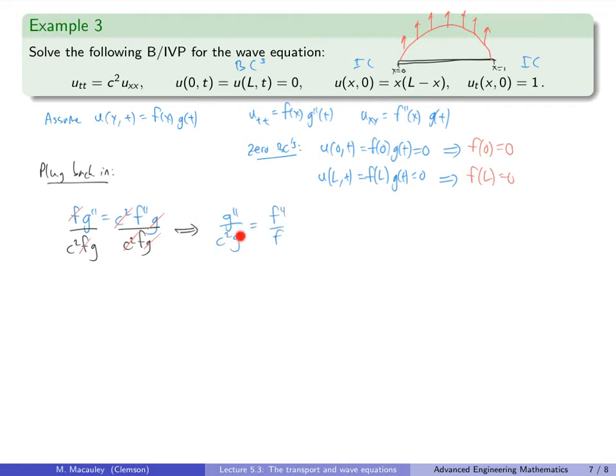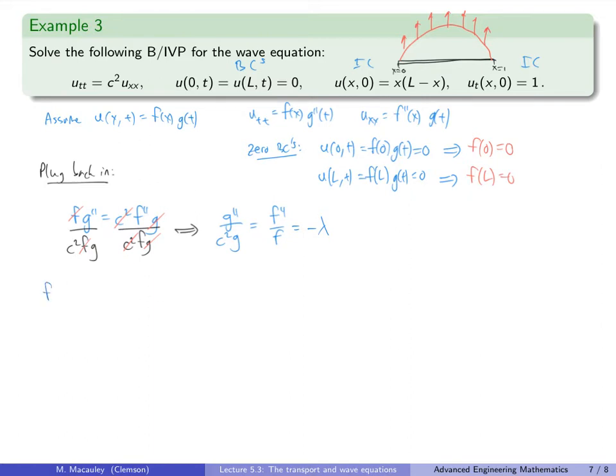So the left-hand side is a function of time, meaning it does not depend on position. And the right-hand side is a function of position. It does not depend on time. So whatever this quantity is, it doesn't depend on position or on time, so it better be equal to a constant. So let's call that negative lambda. Okay, so we get two differential equations.